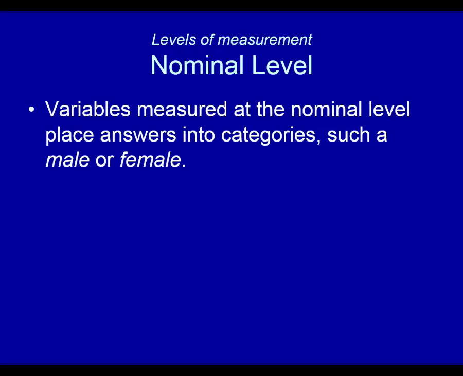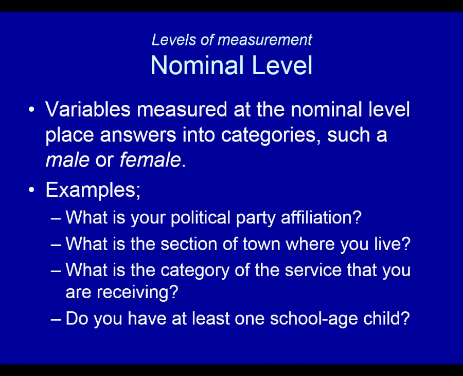Variables measured at the nominal level place answers into categories such as male or female, political party affiliation, Democrat, Republican, and things of that nature. So here are some examples. What is your political party affiliation? And you'd have several categories. These are not designed as open-ended questions, by the way. They're designed as you can fill in the blanks. There will be categories after each of these questions. Political party affiliation question may have Democrat as one category, Republican as one category, and other as a third category.